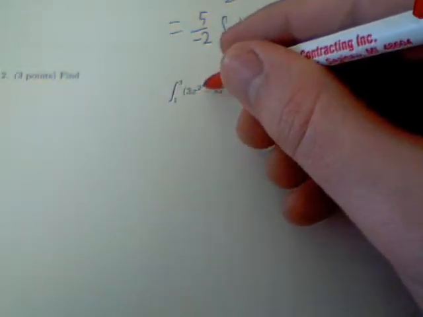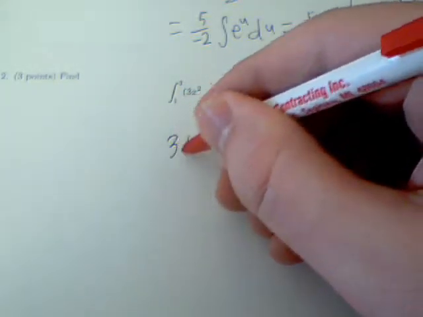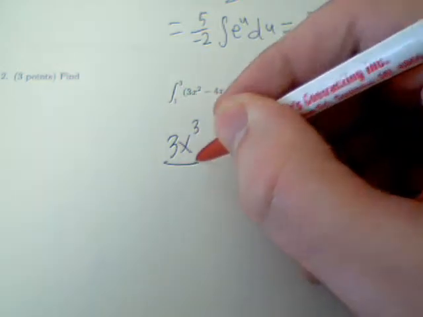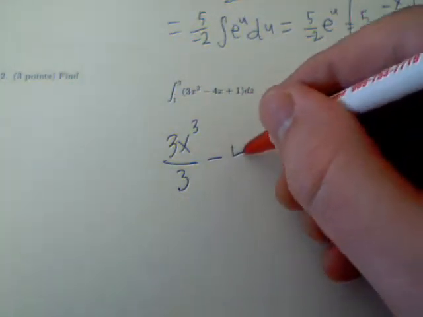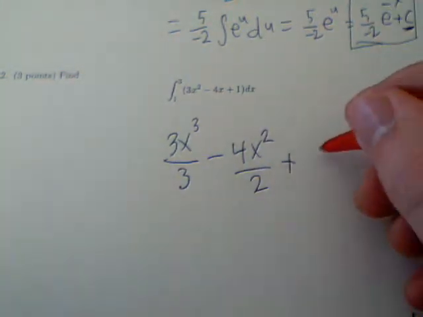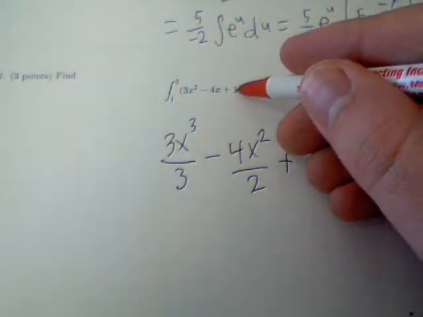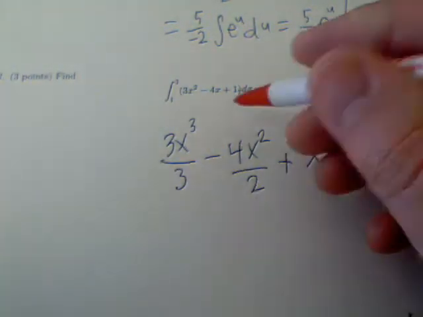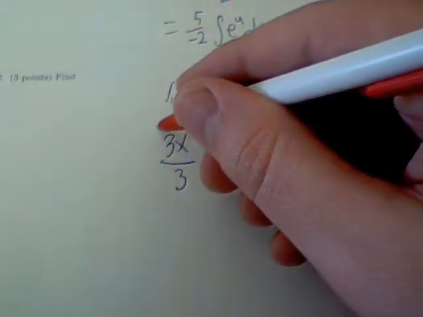So for 3x squared, the integral becomes 3x cubed divided by the new power, minus 4x squared divided by the new power, plus x divided by the new power, divided by 1. Whatever constants come from just x. So 1 is just going to be 1x. And take the integral.